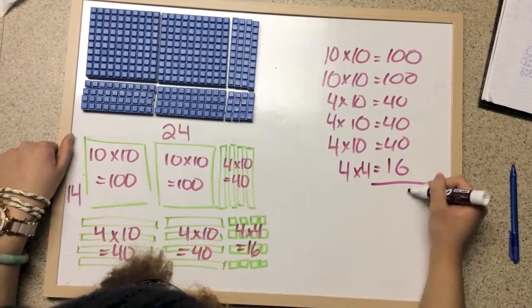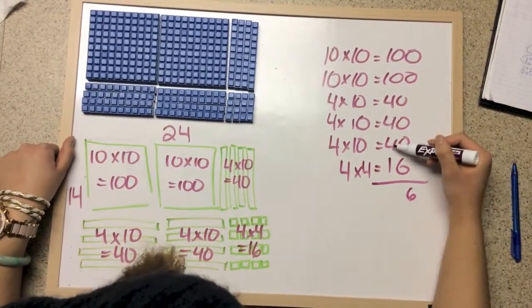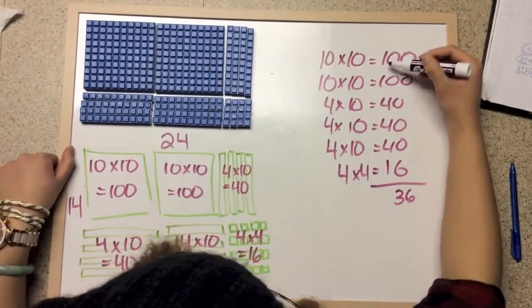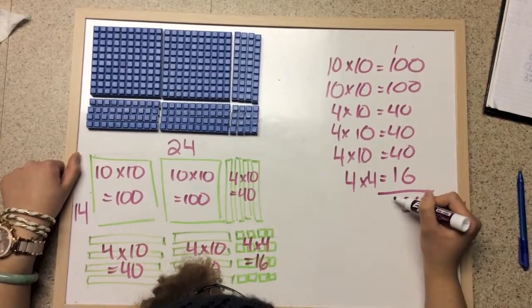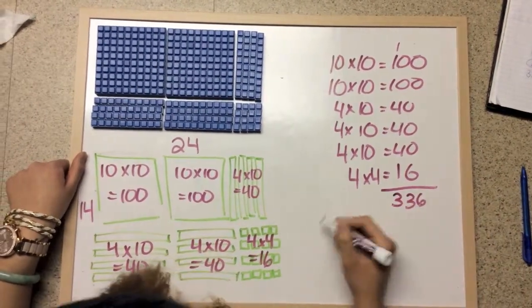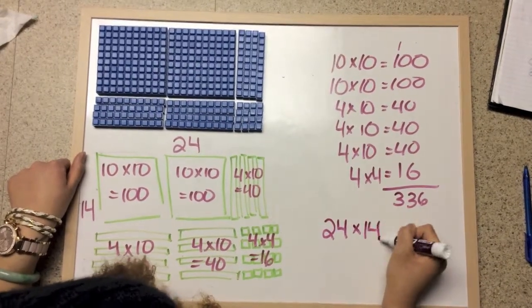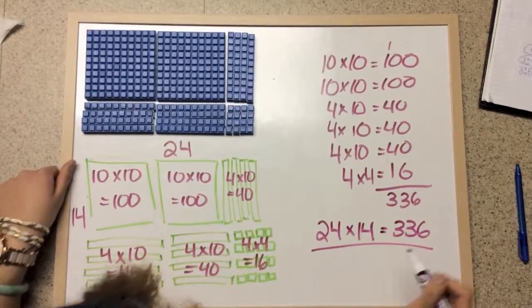And so I have 16, 40 plus 40 plus 40 plus 10 equals 130. And so 100 plus 100 plus 100 equals 300. And so my equation being 24 multiplied by 14 gives us the product of 336.